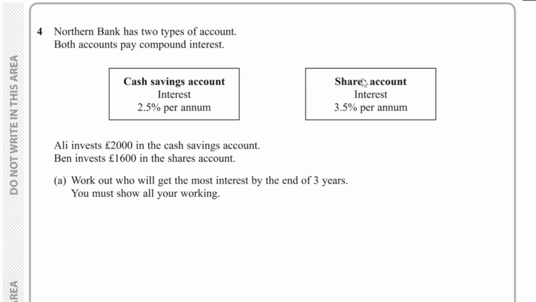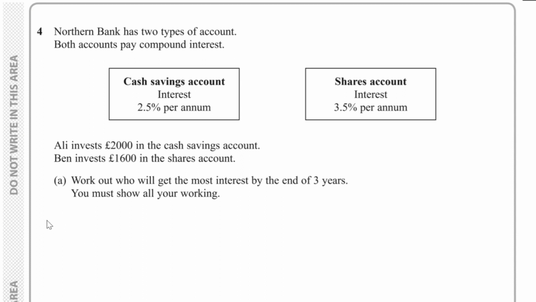Question number 4. Northern Bank has two types of account. Both accounts pay compound interest. With the cash savings account, the interest is 2.5% per annum, and with the shares account, the interest is 3.5% per annum. Ali invests £2,000 in the cash savings account, and Ben invests £1,600 in the shares account. For part A, we have to work out who will get the most interest by the end of the 3 years. You must show all your working.